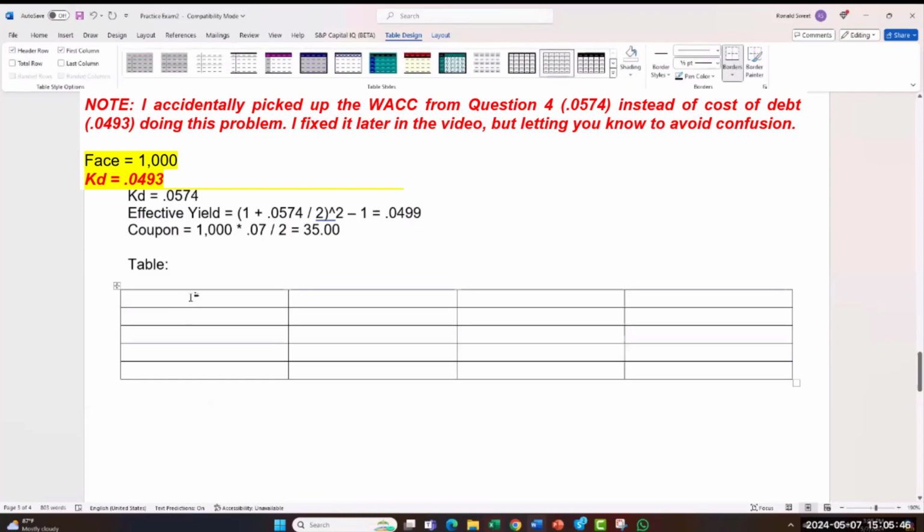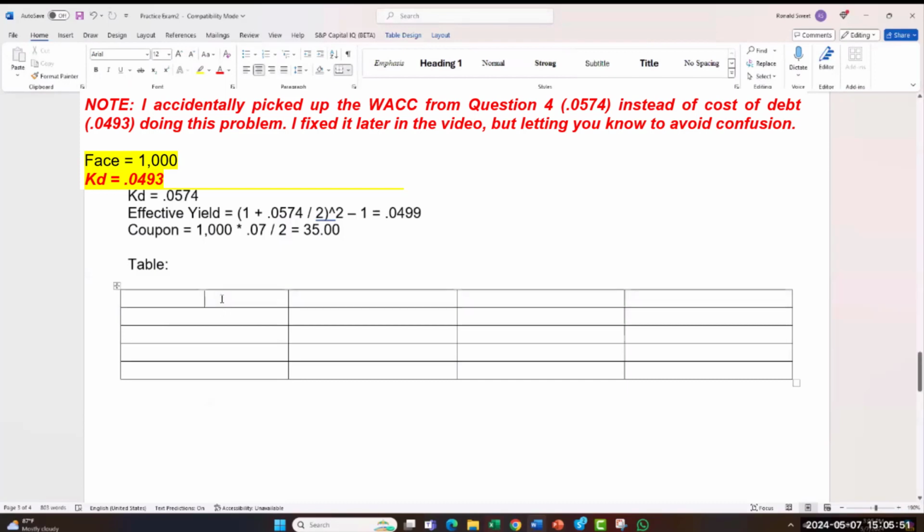So you're going to have on your titles time first, cash flow second, which if you notice is the exact same thing you had on the cost benefit analysis. Then you have your discount factor, and then you have your discounted cash flow. So time is you get your first cash flow in 6 months, second cash flow in a year, next one in 18 months, and the last one in 2 years.